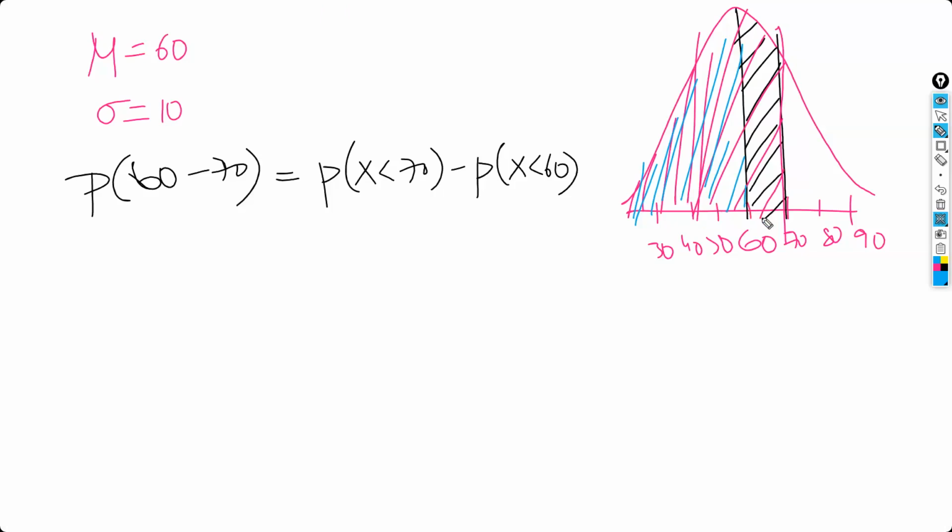Now the blue line is up to 60. The pink line is up to 70, but I want the black one. How to get the black one? Ishwar Satish.